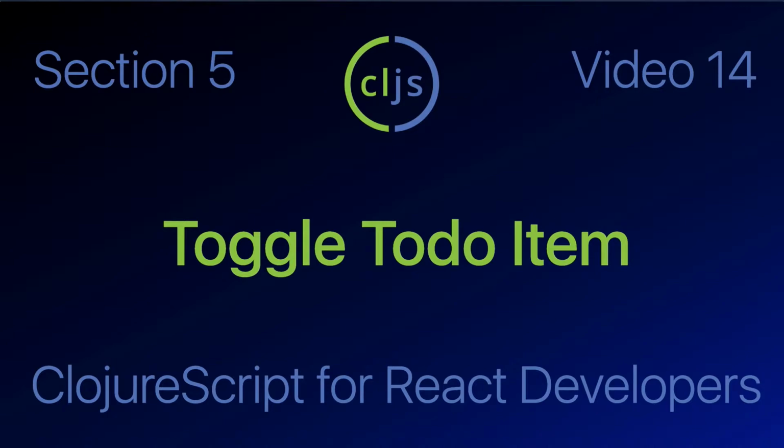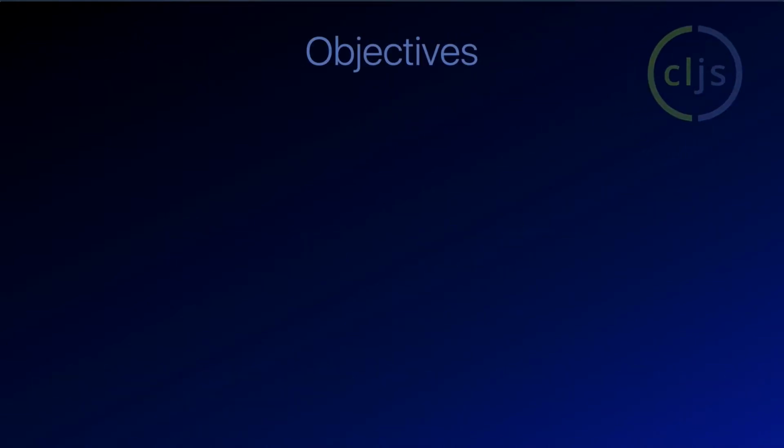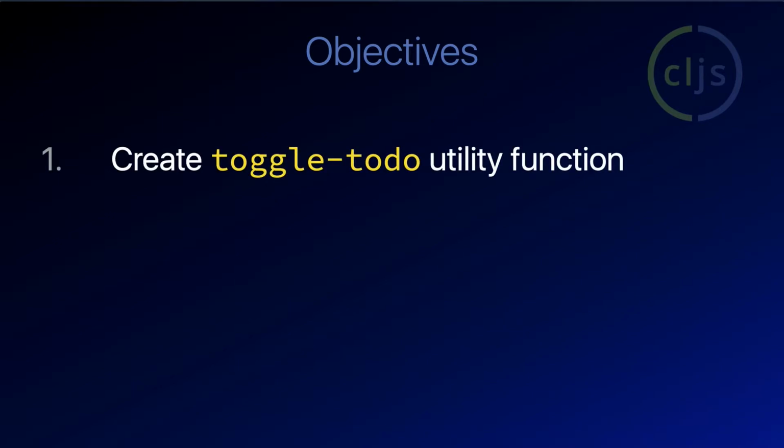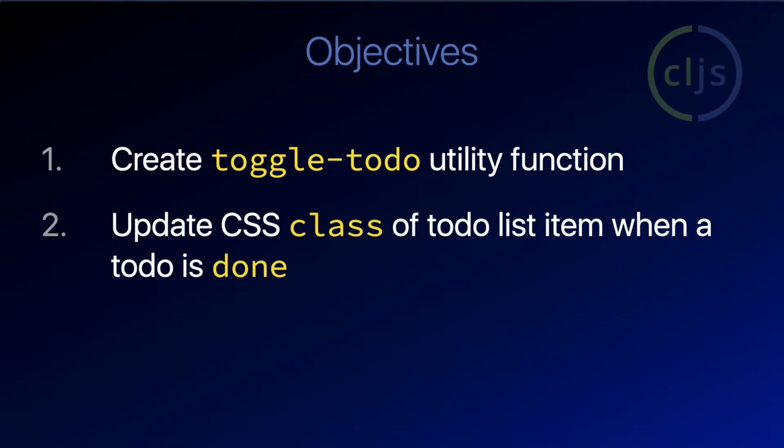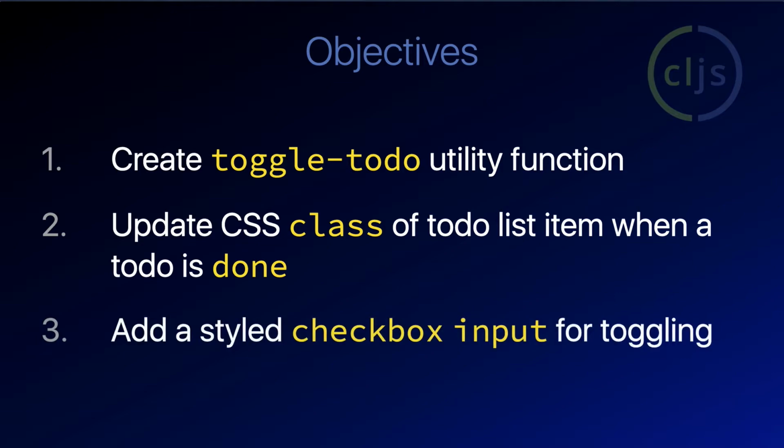Toggle to-do item. Our objectives are: we will create a function that will toggle the done value of a to-do item. We will change the CSS class of a done item so that it looks visually different in the UI. We will add a styled checkbox input for toggling the done value of an item.